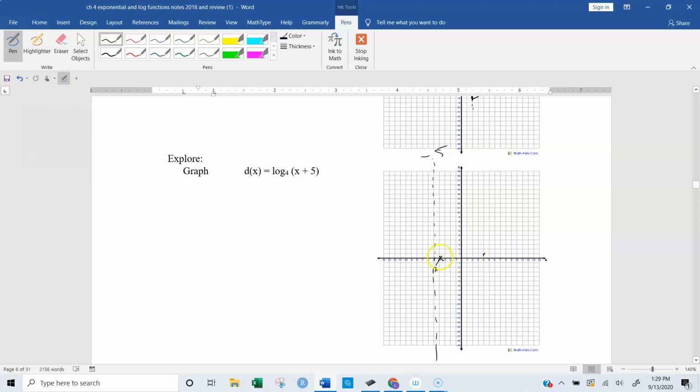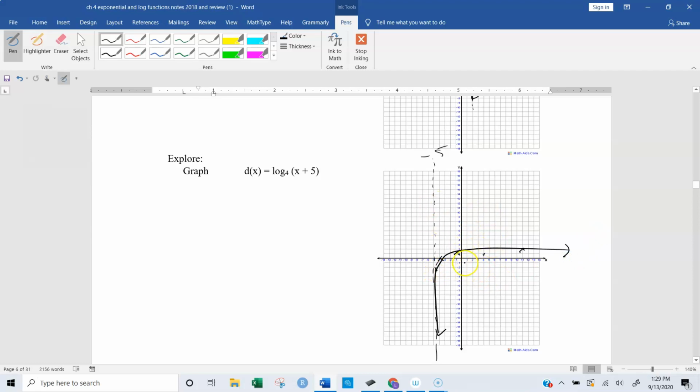So now we're going to go 4 away. 1, 2, 3, 4. Did I do right? 1, 2, 3, 4. There it is. And then the other one was at 16, 2. So let's go backwards 5. It's going to put us at 11, 2. And draw in your graph. All I did was subtract 5.